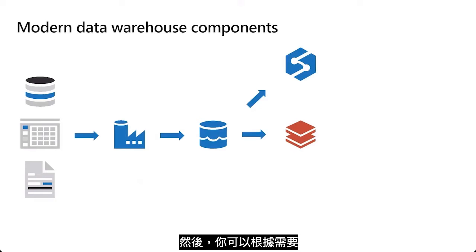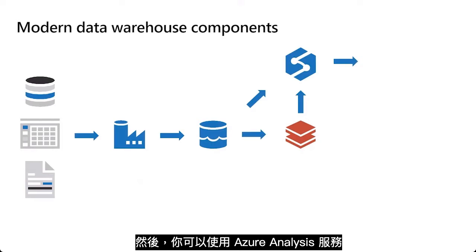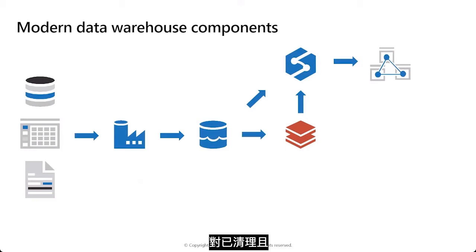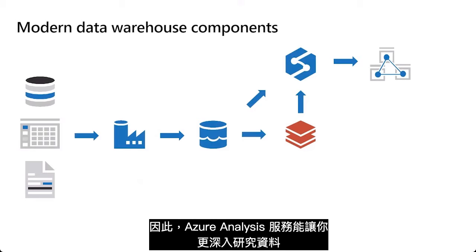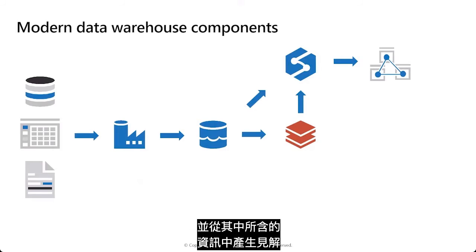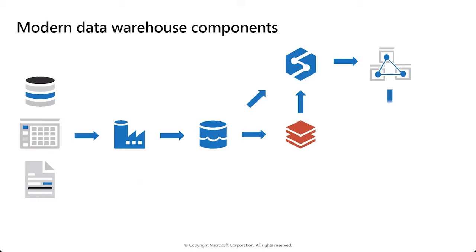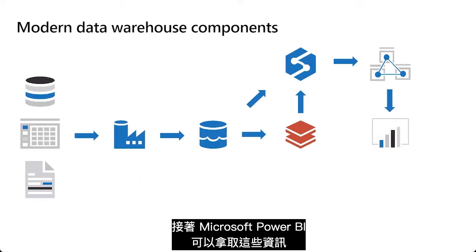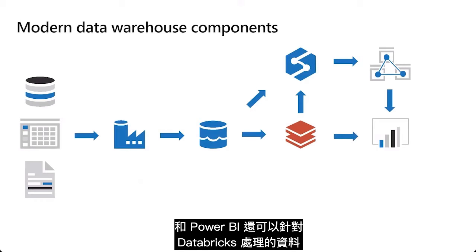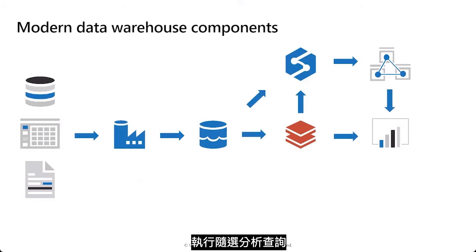You can then store the clean data using Synapse Analytics if you require it. Now, Azure Synapse Services acts as a hub holding this cleaned business data. You can then perform a detailed analysis of the analytics that the data has been cleaned and processed into using Azure Analysis Services. So Azure Analysis Services enables you to dig deeper into the data and generate insights from the information it contains. Then Microsoft Power BI can take this information and use it to generate graphs, charts, and reports. And Power BI can also run ad hoc queries against the data processed by Databricks.